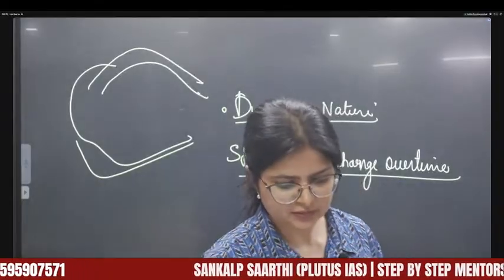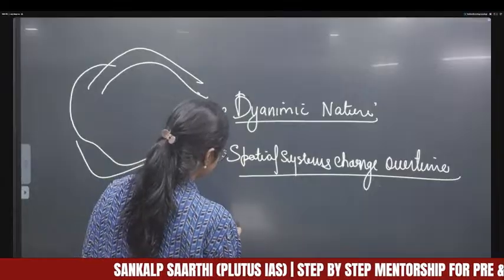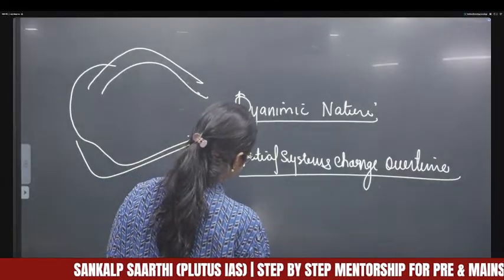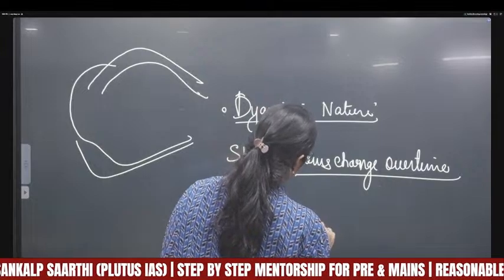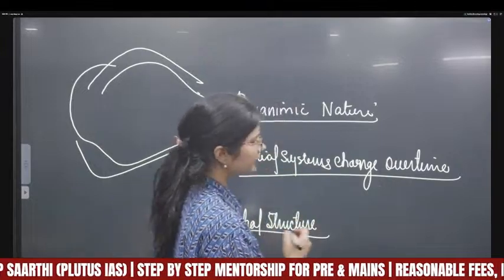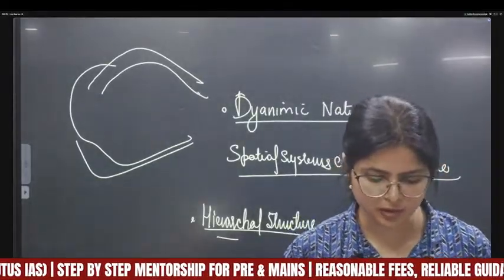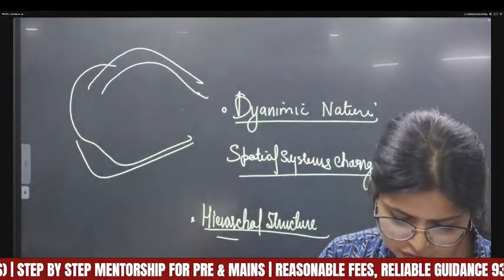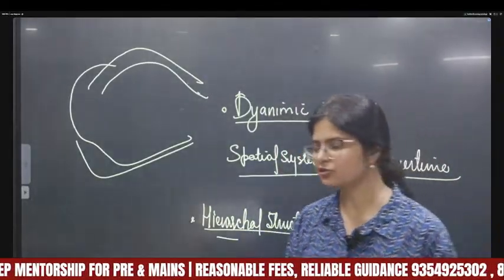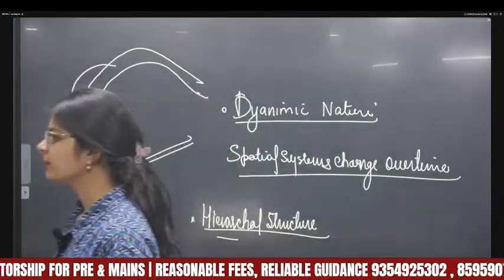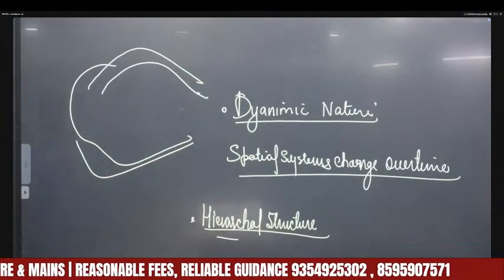Next, hierarchical structure. The next characteristic is hierarchical structure. That means some places are going to be more important than others. It is not the case that one particular place will always be important, but some locations have greater importance than others. Under hierarchical structure, write: some places have greater importance than others.